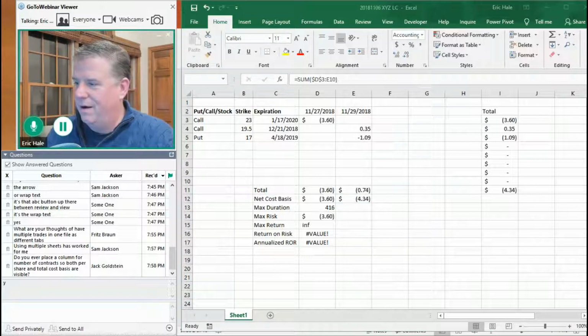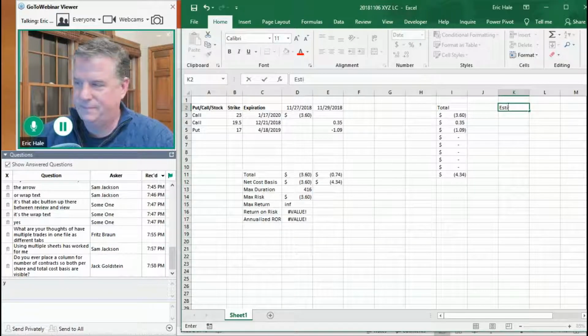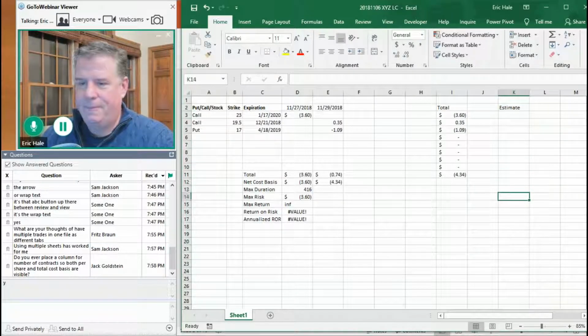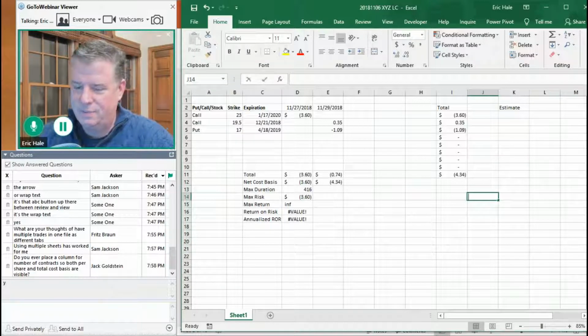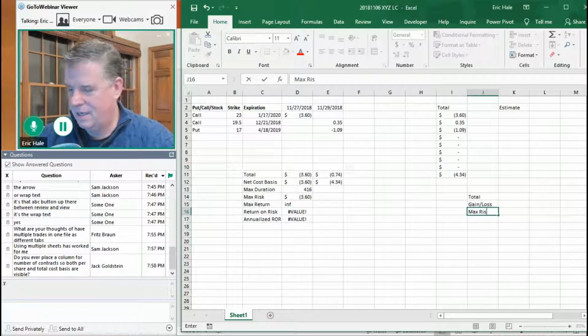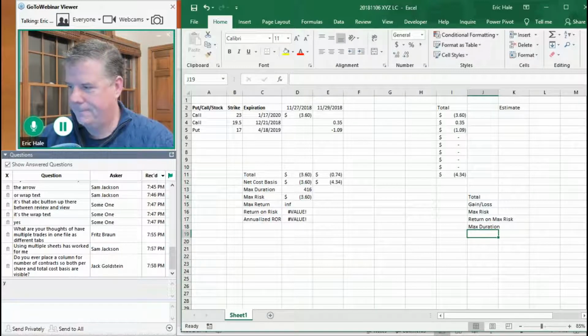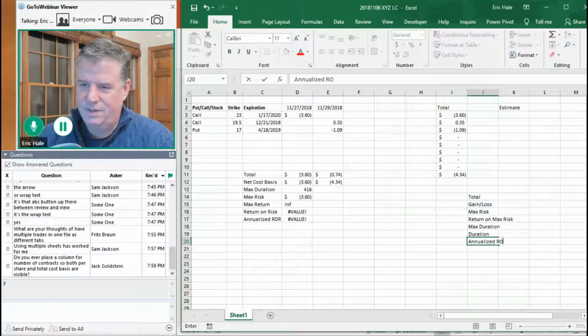So what else do I do over here? I add another column over here sort of for scratch pad. So estimate. And what I'll do is put a total gain, loss, max risk, return on max risk, max duration, and then annualized return on risk.